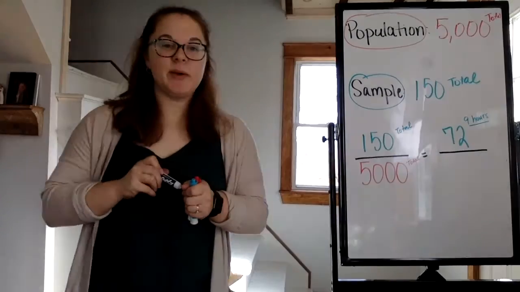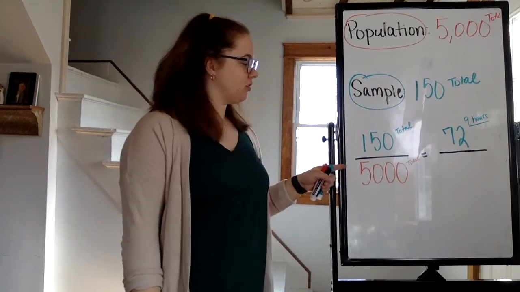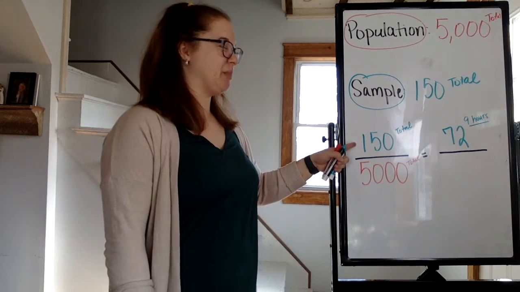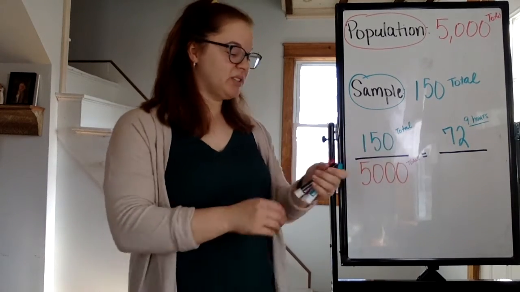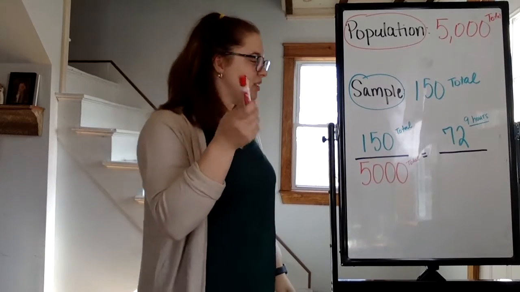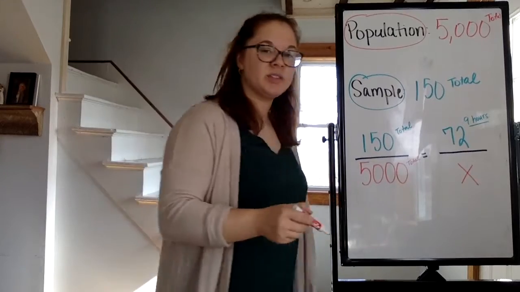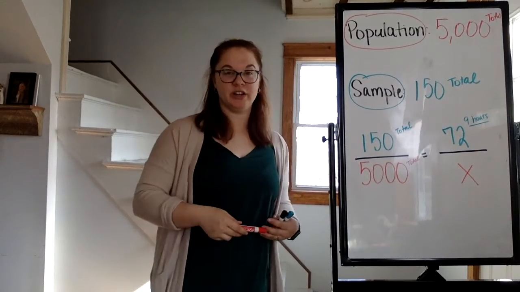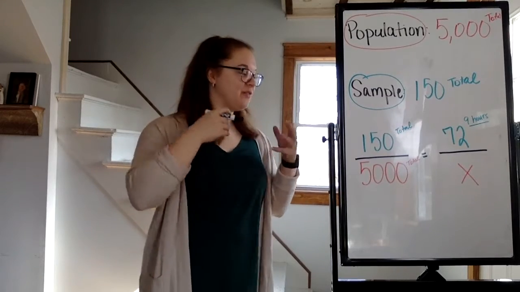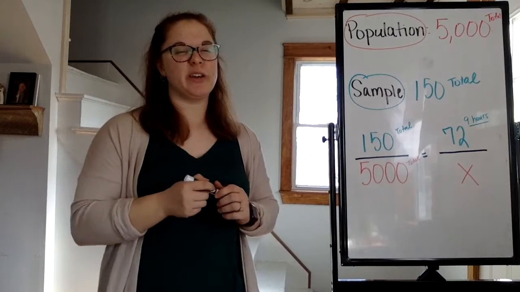So I'm setting this up as a proportion. The total number of people in my population, the total number of people in my sample, the number of people in my sample that sleep 9 hours, and what we don't know is the total number in the population that probably sleep 9 hours. So we're going to set that equal to x, and again, we are going to use cross multiplication here. I'm going to make this part go a little bit faster, just because we've done it a few times, you're going to have a pretty good idea of how to do this.